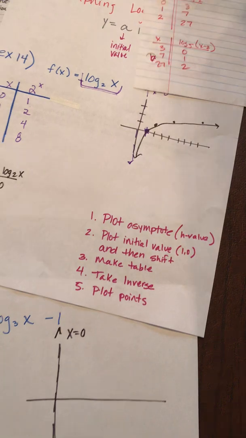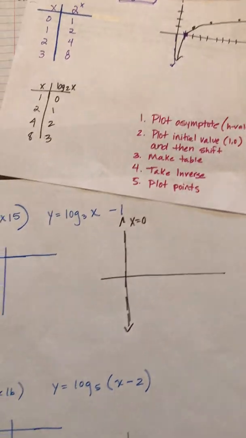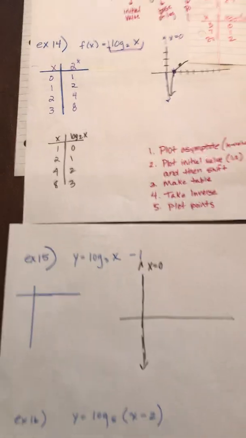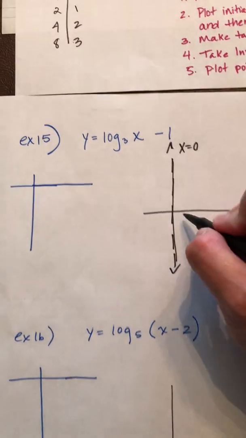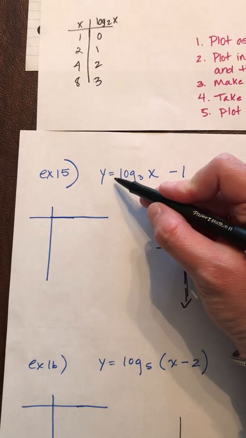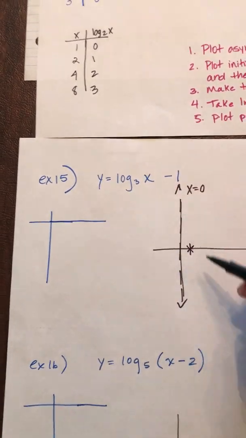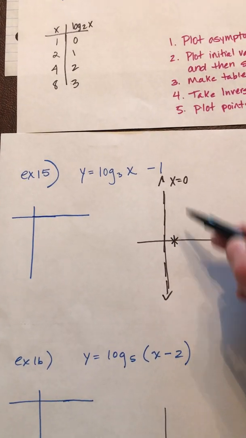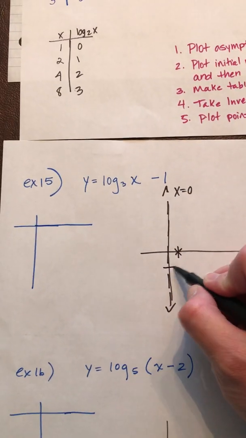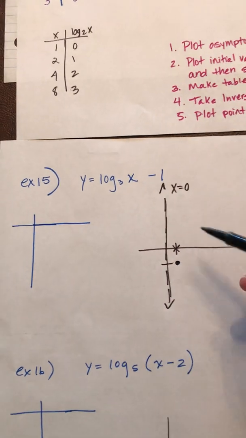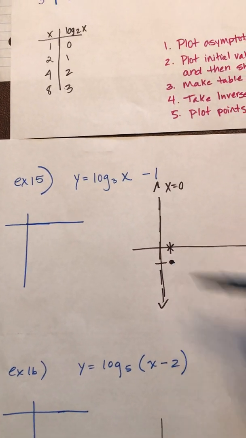Okay, next, I'm going to go ahead and plot the initial value. So in this case, I'm going to start at 1, 0, because remember, there's no number in front of log. Most of the time it's not. And then I'm going to shift it. So I put an x here. This -1 means I have to shift it down. So the point I'm actually graphing is this one right here.